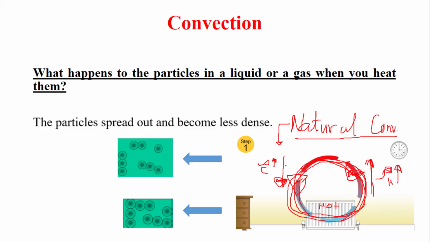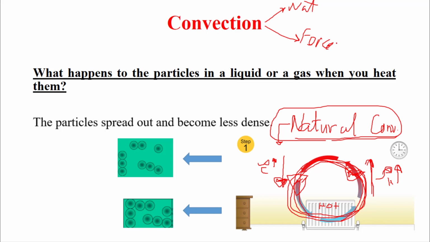Of course, once we have natural convection, then we have forced convection. So this type is natural, and we have forced. Actually, we have a third type, which is boiling or phase change.